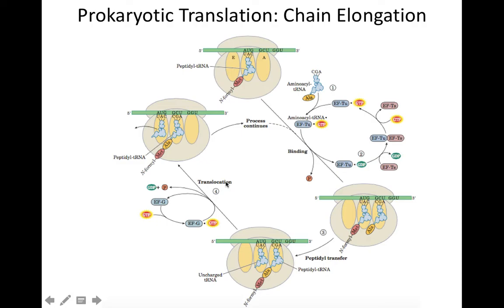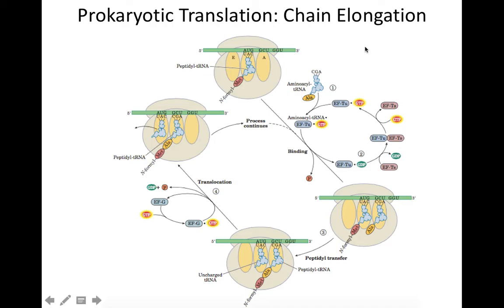So here we're going to go for chain elongation. Here you have your large subunit. This is your small subunit. This is the mRNA that has already been positioned. In its P site is your initiation or initiator tRNA. So now the A site is vacant, so it's ready to accept a new tRNA to come in.